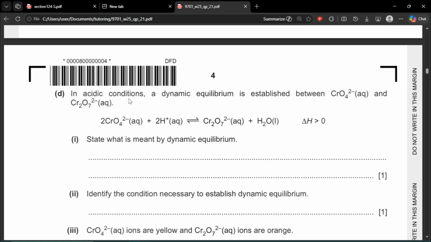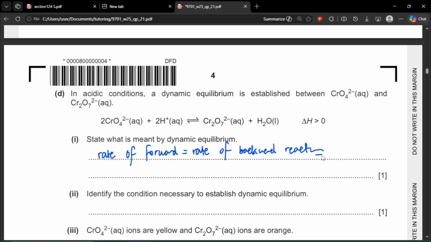First question is basically what is meant by dynamic equilibrium. This is a definition that you have to memorize. It comes up like 60% of the time. They love asking this question. Even when I used to be a student, I saw this question in about 4 out of 10 past papers. So these are the points.